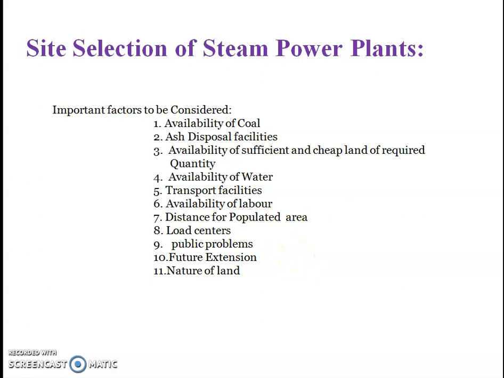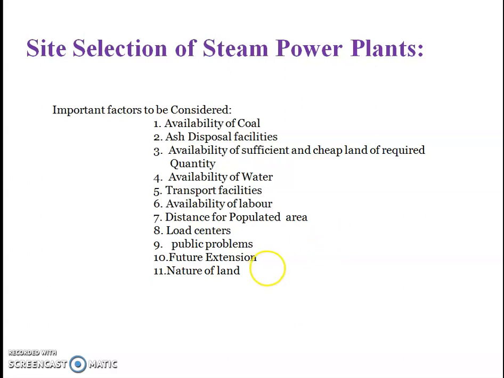Distance of the populated area. Since smoke, dust, fly ash and other gases produced due to combustion of coal pollute the atmosphere, the plant should be situated as far as possible away from the densely populated area. This is also necessary to avoid nuisance due to heat discharge from the power plant. The site selected should be capable of supporting a large building and heavy machinery.